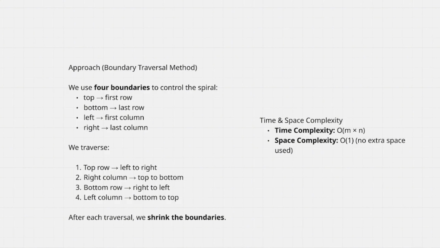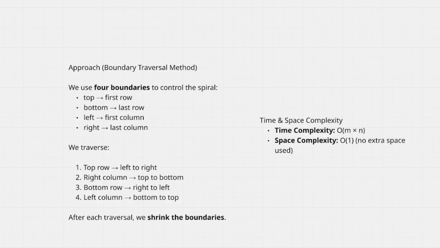So here is the time and space complexity. The time complexity is O(m × n), because the 2D array consists of m × n elements. And the space complexity is O(1), because we traverse each and every element only one time, so we need no extra space here.